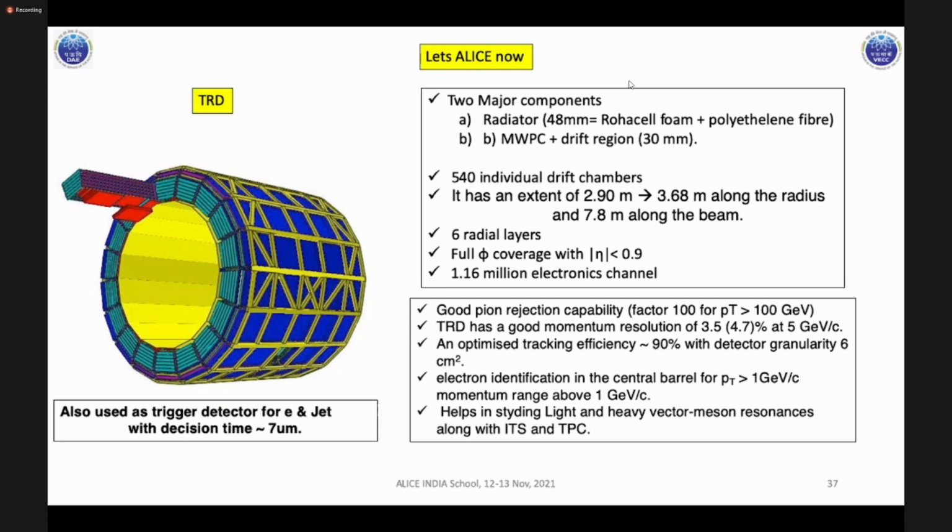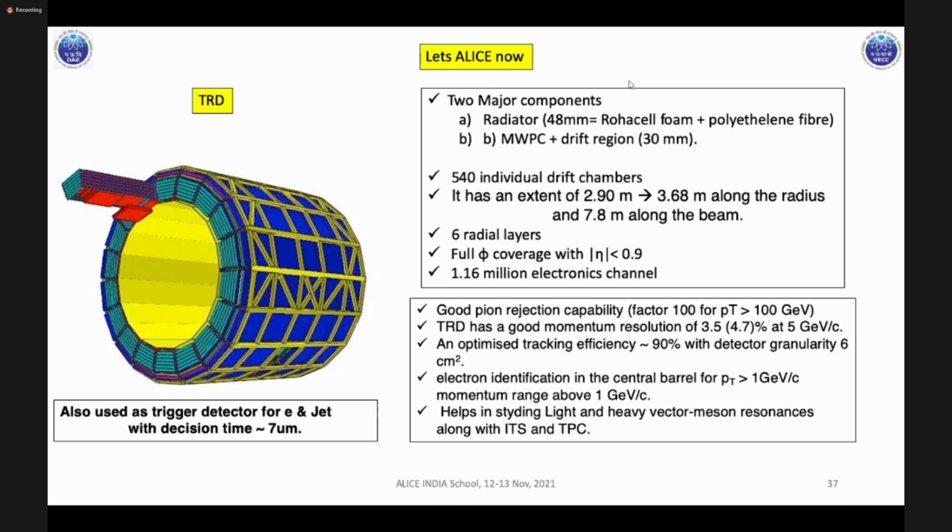And how many electronics channels are there? About 1.16 million, just like TPC, so that one can have a 1-to-1 correspondence to the TPC with this TRD whenever required.